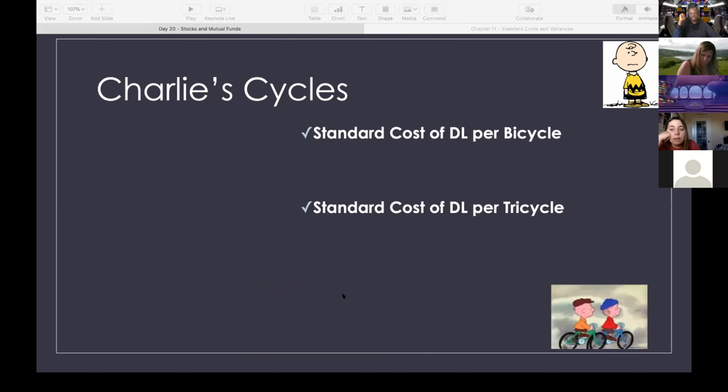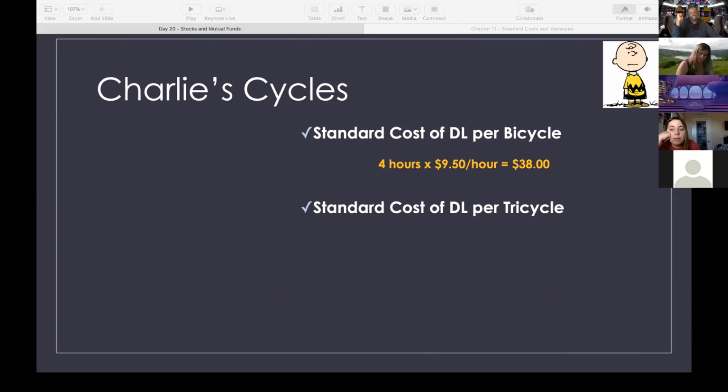For the bicycle, it would be 4 hours at $9.50 an hour. That'd be $38. For the tricycle, because it's still 4 hours, it's still $9.50 an hour. It'd be $38. So the standard cost for direct labor for bicycles and tricycles would be $38.